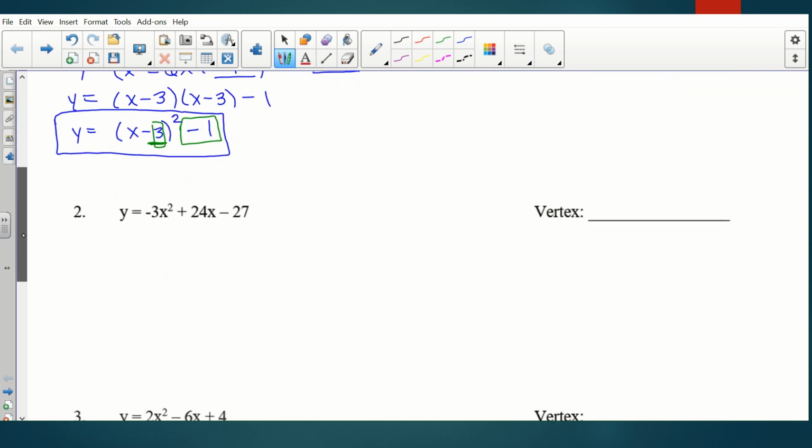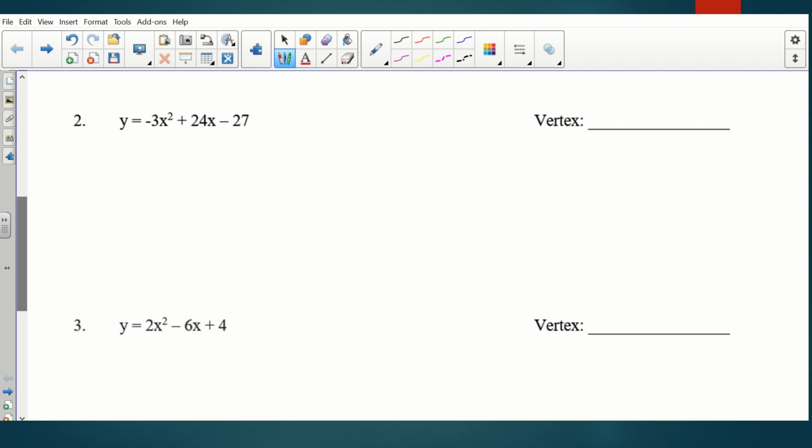All right, let's try number 2. Now, number 2 is a little bit different. Notice how we have this negative 3 in front of our x squared. So we're going to have to be really, really careful with this. So just like yesterday, we're going to get started by taking that negative 3 out. And when I say that, remember, we are not working across an equal sign. We're not applying any equality properties here.